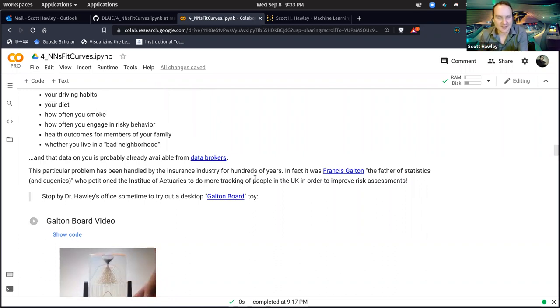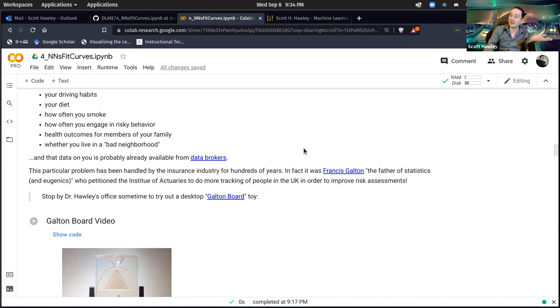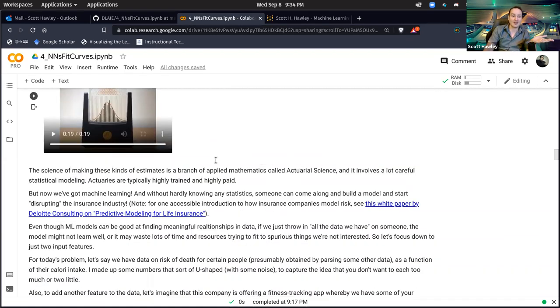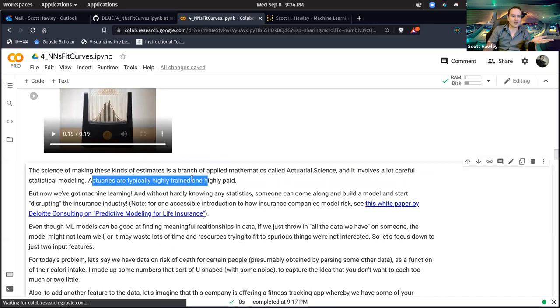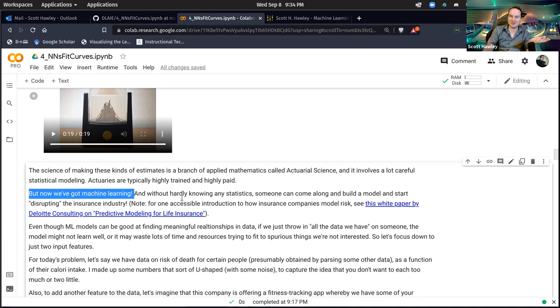So risk assessment, insurance, the actuaries, this is all hundreds of years in the making. Very sophisticated mathematical modeling. People with degrees in statistics that really understand how this goes on. You can get an advanced degree in actuarial science. Yeah, actuaries are typically highly trained and highly paid, but now we've got machine learning. So throw all that out the window. We're just going to grab data on people. We're going to fit some model and we're going to disrupt the insurance industry.